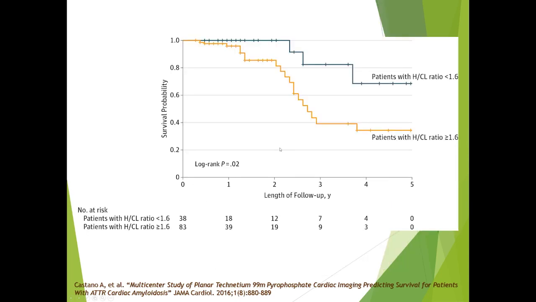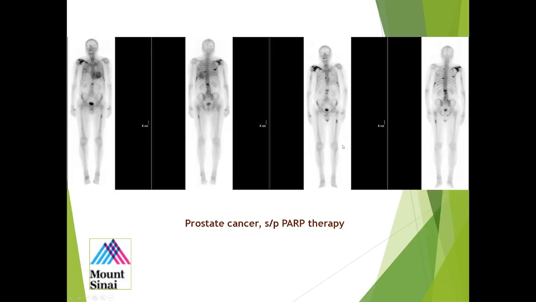So the heart to contralateral chest uptake is important, because as we can see, just looking at the ratio portends what kind of prognosis the patient has. A low ratio would suggest a patient does much better overall than patients with a higher ratio, which of course shows that a patient with amyloidosis is going to do worse.